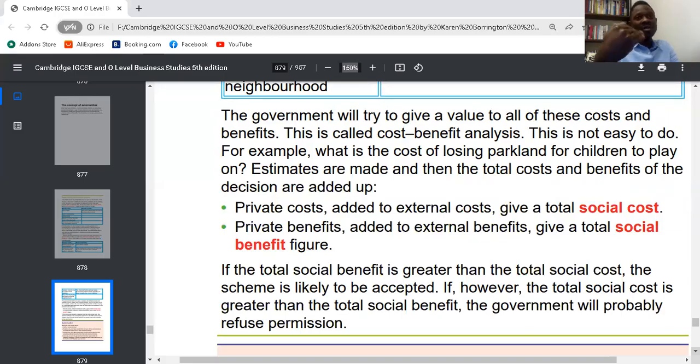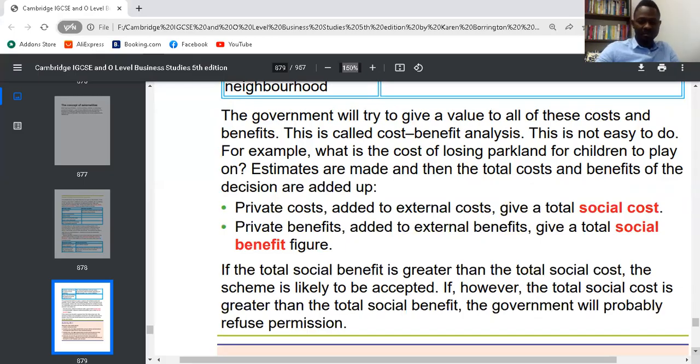If it is more of private, then government might take decisions to accept it. The benefits, is it more of private or more of social? If it is more of social, it means it is external benefit. So the government might take decision about that to accept it.